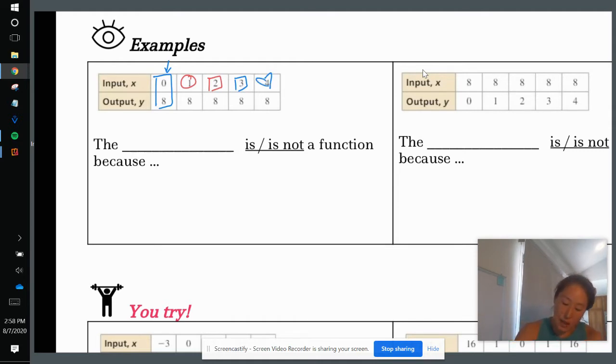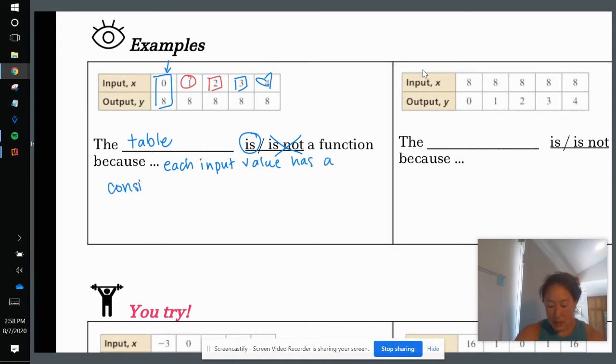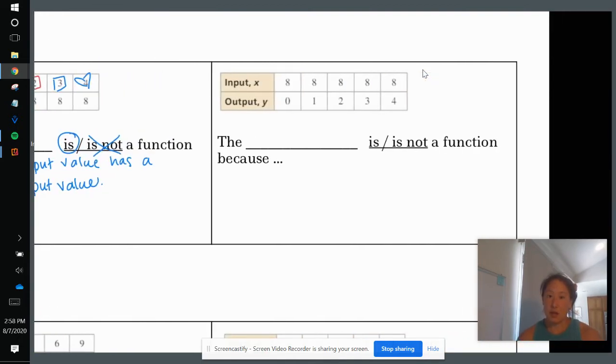So the table, and we're going to write the representation, the table is a function because each input value has a consistent output value. So it's okay to repeat the output values, okay? Is it okay to repeat the input values? Well, you tell me. Actually, I'll tell you.